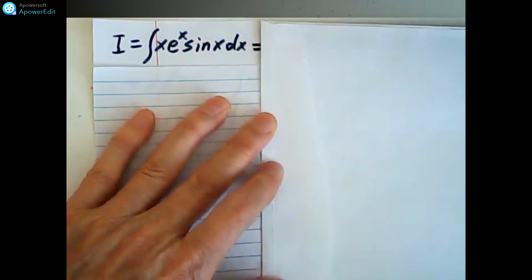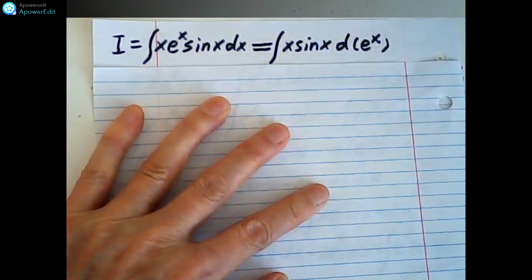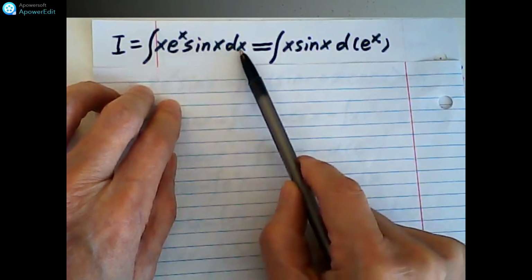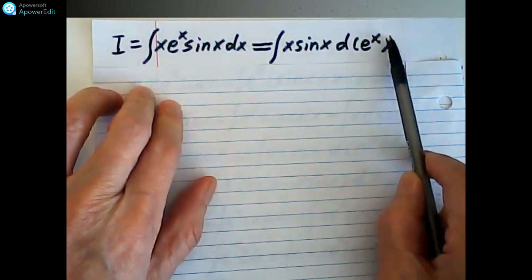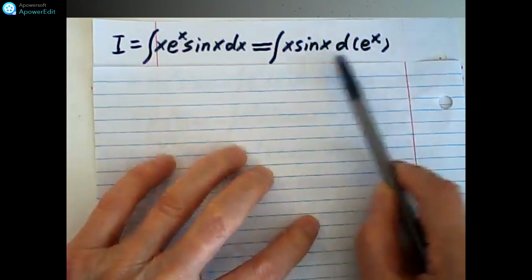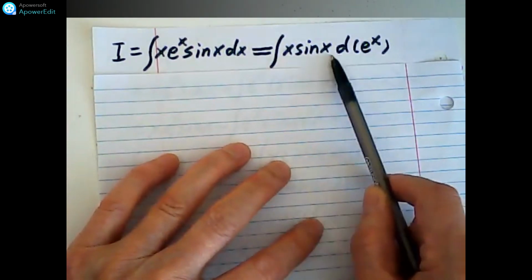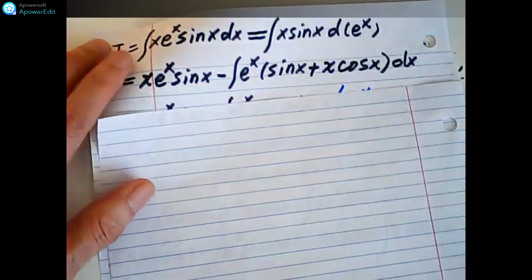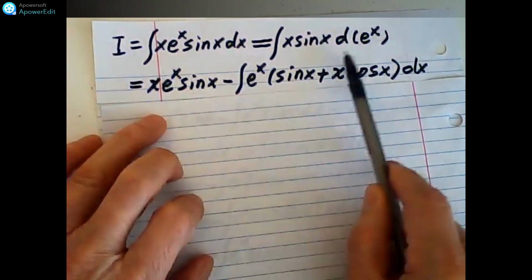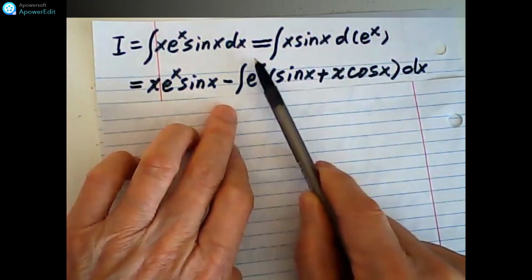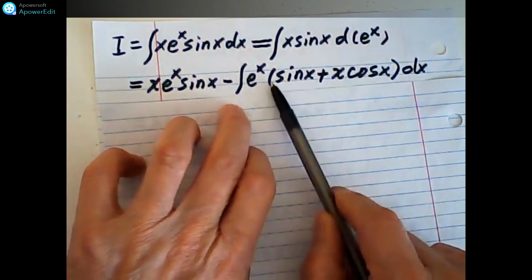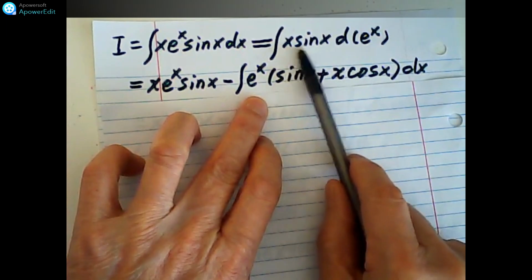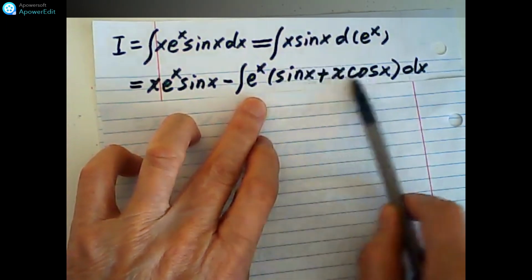Method one. Now I write e to the x dx as d of e to the x. Okay, then I can use integration by parts. This is my u, this is my v. The integral of u dv is equal to uv, u times v, minus the integral of v du. This is du. The derivative of x sine x with respect to x is this.